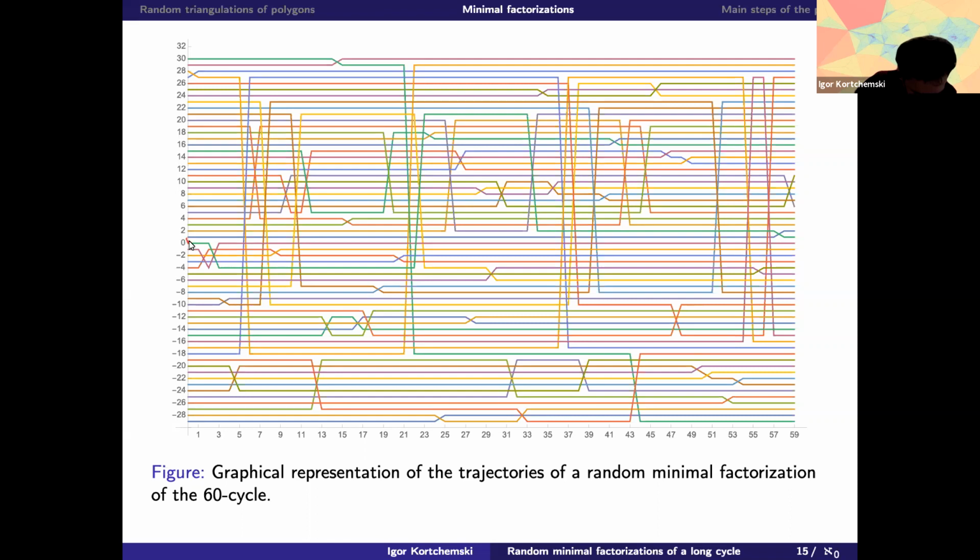If we start from 0, we go from left to right. When we go from left to right, we read transpositions. Sometimes 0 is not affected by transpositions, sometimes it is affected. And if we look at the trajectory of 0, we should end at 1. So 0 gets sent to 1, 1 gets sent to 2, and so on. So this is an example of a minimal factorization of the 60 cycle.